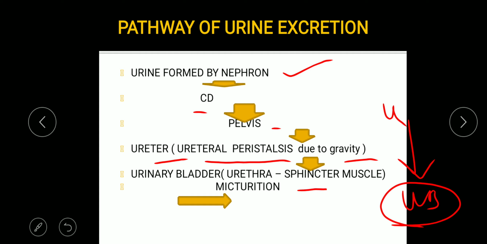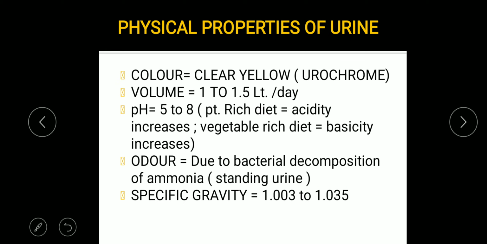And at the opening of the urethra there is a guarding muscle, that is the sphincter muscle. In males this urine is released out through the penis, whereas in females this urine is directly released out through the urethra, and the process of release of urine from the urinary bladder is known as micturition.